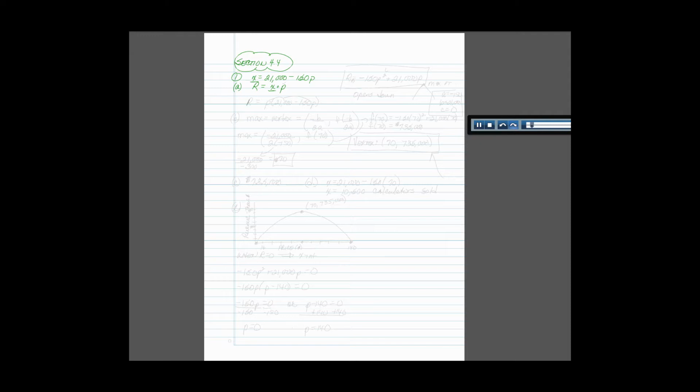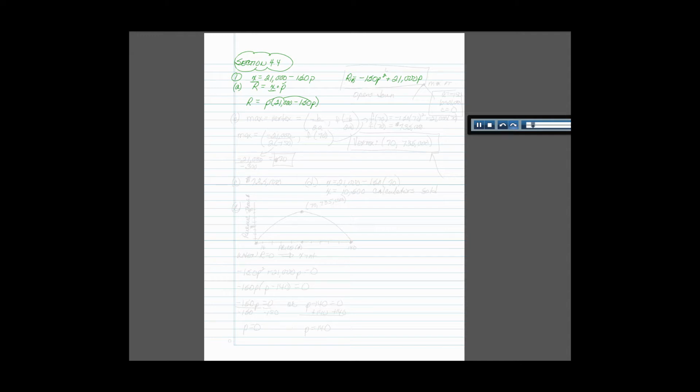So we could say that R is equal to P, that's this P right here, times our X, which is 21,000 minus 150p. Don't let this get you messed up. This is just common sense. If you go ahead and distribute that and then rearrange, what you're going to get is that R equals negative 150p squared plus 21,000p, or we could say R of P is equal to that.